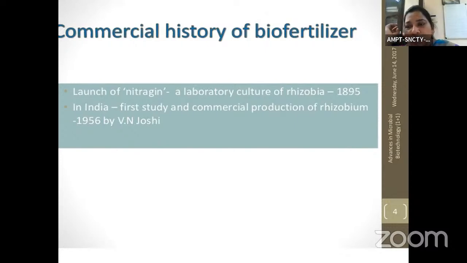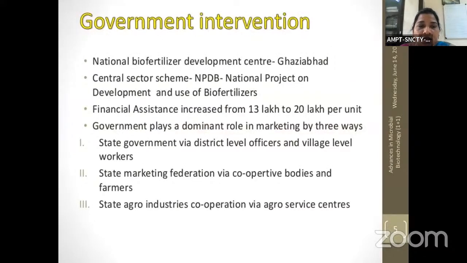1956 by Dr. V.N. Joshi from New Delhi at IARI. He gave the production procedures for biofertilizer production. Initially, in 1956, we produced only Rhizobium, but now we have started using different types of biofertilizers. We have extended to plant growth promoting rhizobacteria, phosphorus solubilizing bacteria, potassium solubilizing bacteria, and zinc solubilizing bacteria. There are different types of biofertilizers, but commercially we started only in 1956 by Dr. V.N. Joshi. This is the history of biofertilizers.